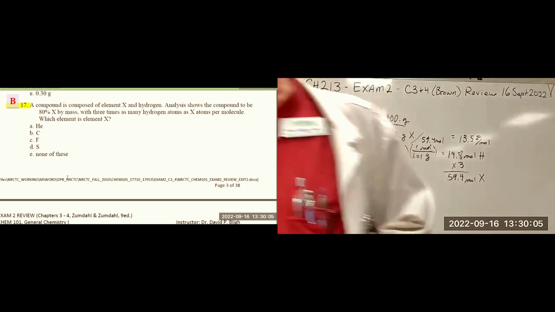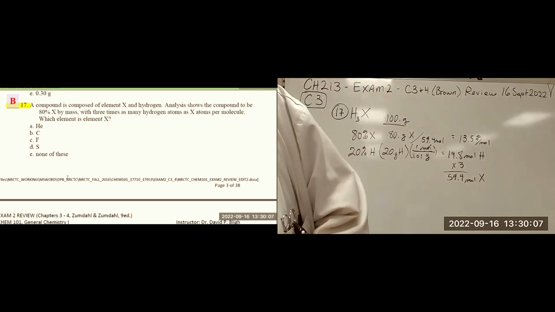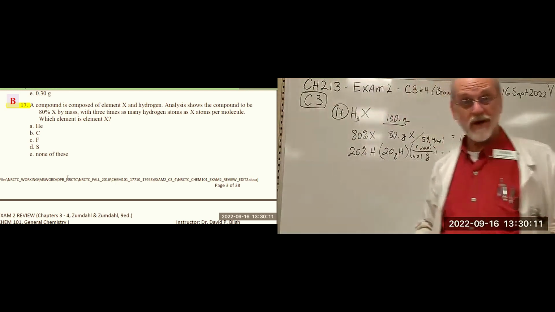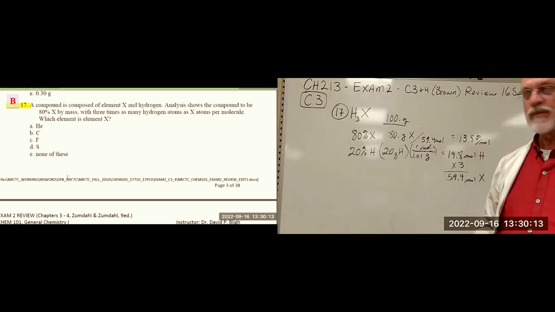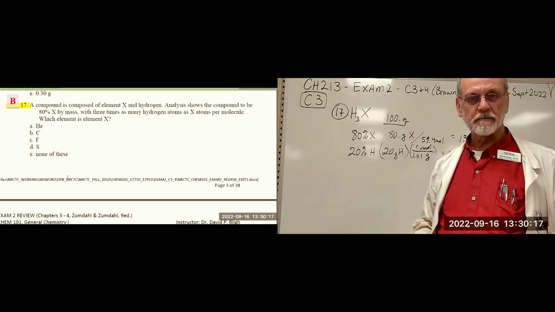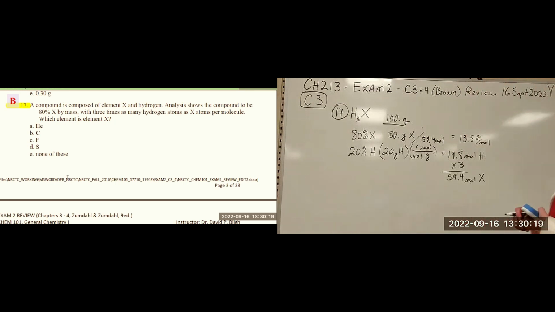$13.5. The only one that's even close is carbon. But we're way off, right? Carbon ought to be like 12.01. All right.